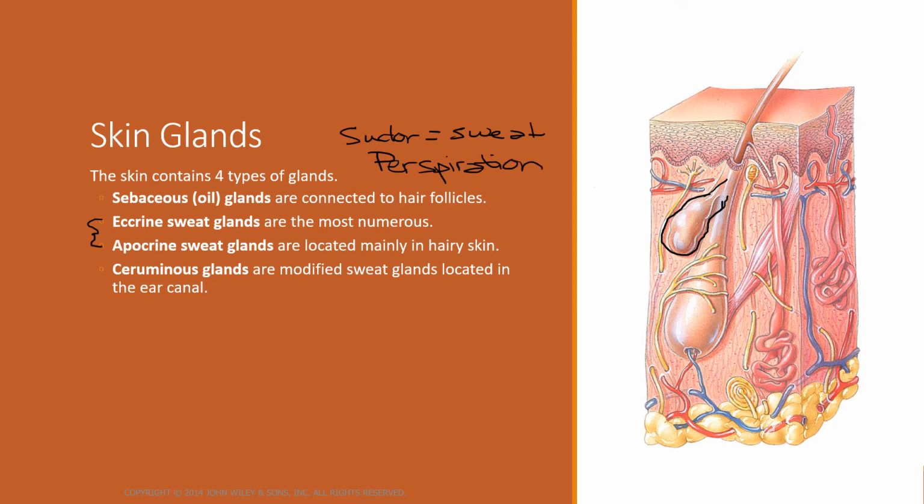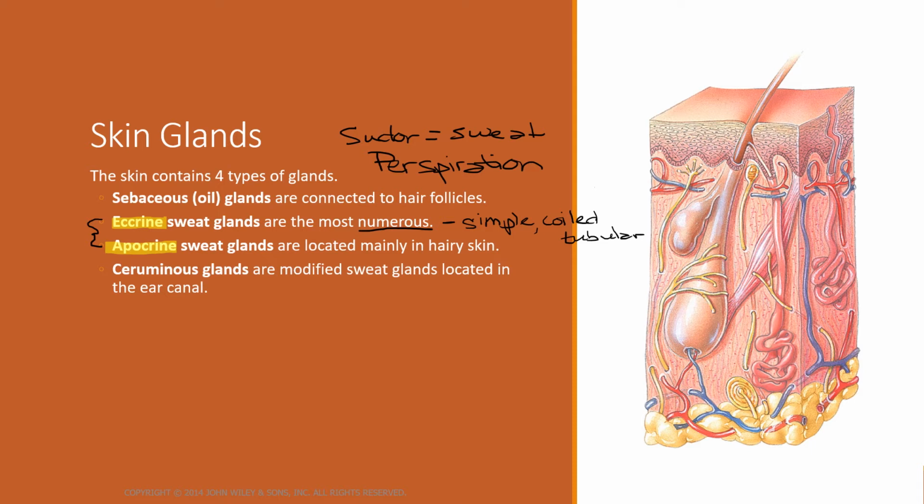And this is secreted onto hair follicles or to the skin surface through pores, and they are divided into two different types. We have eccrine sweat glands and apocrine sweat glands, and these characterizations are based upon their structure and their type of secretion. So eccrine sweat glands, these are the most numerous, and they are simple coiled tubular glands.